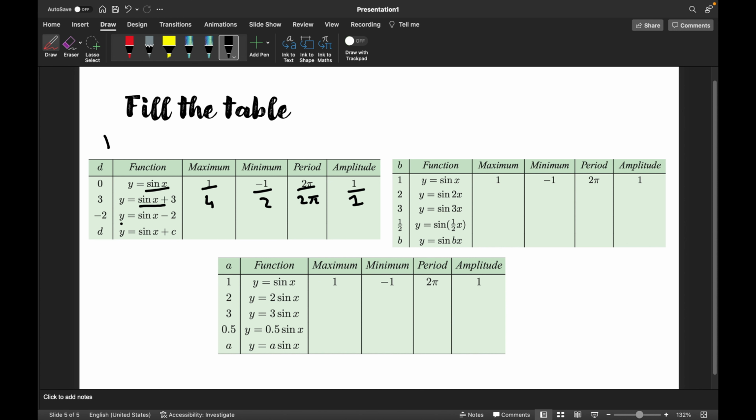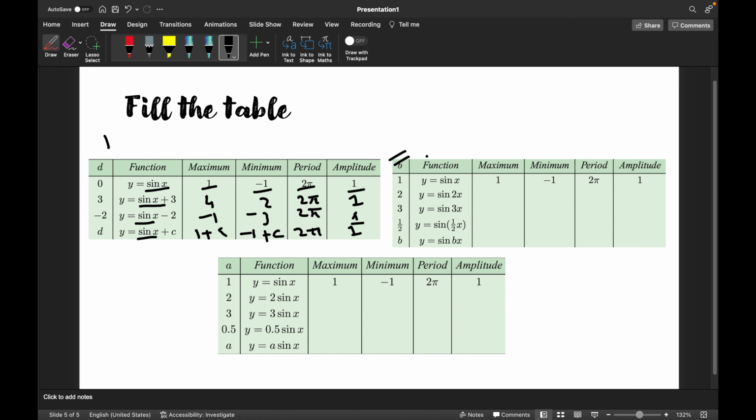Now let's look at the next one. We have y = sin x - 2. The maximum value of sin x is 1, so 1 minus 2 would be -1. And the minimum of this would be -1 minus 2, so -3. Period would remain the same, amplitude same. Now we have this. This would be 1 + c and -1 + c. The period would remain the same and amplitude would also remain the same.